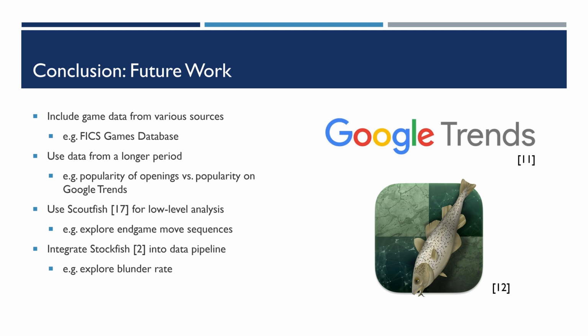Similarly, we could integrate Stockfish, whose logo can be seen on the right, into our data pipeline. Stockfish already identifies moves that were blunders, so we could explore this in future studies. For example, can we predict a player's rating based on how often they blunder?